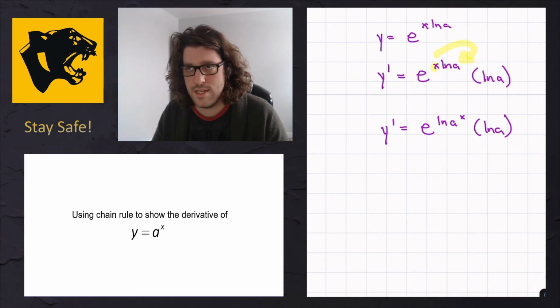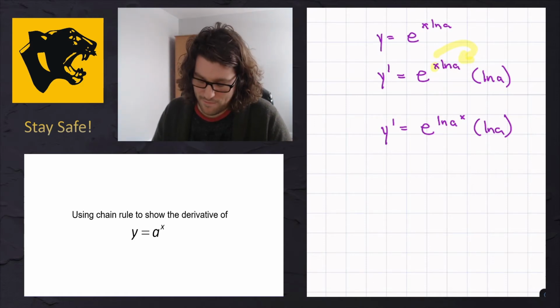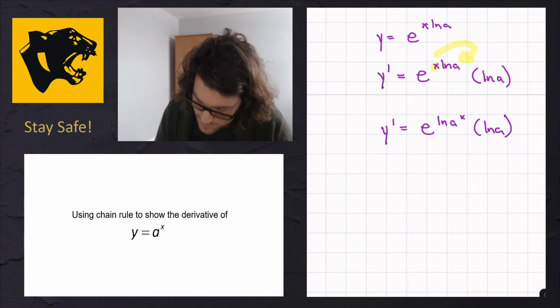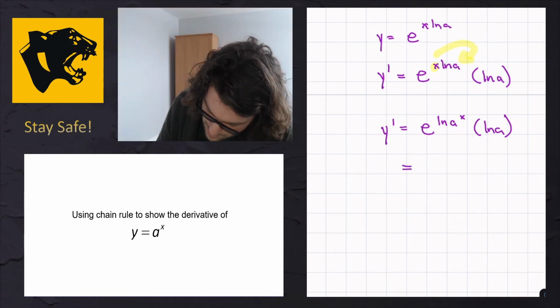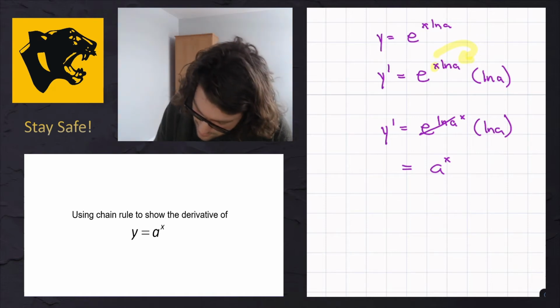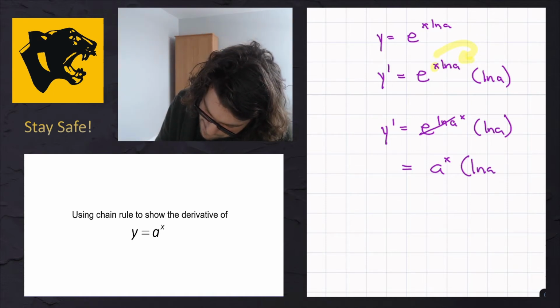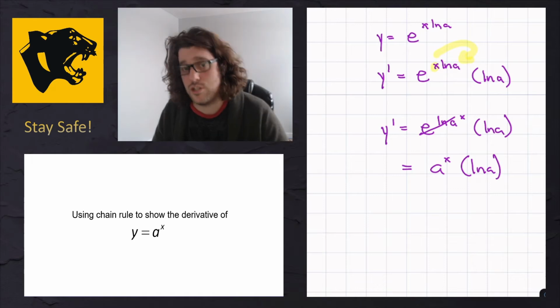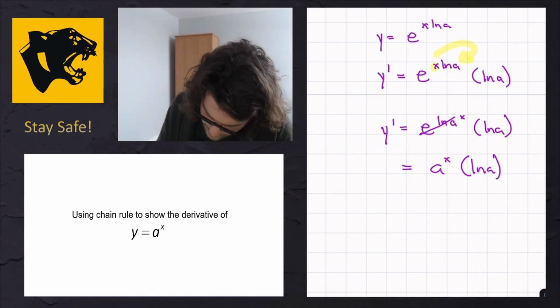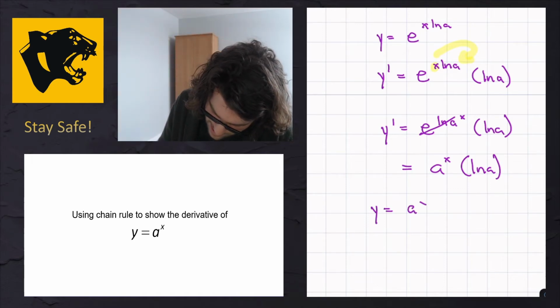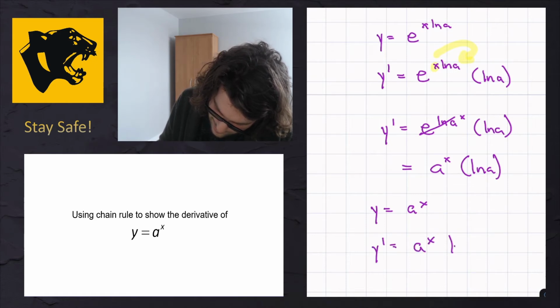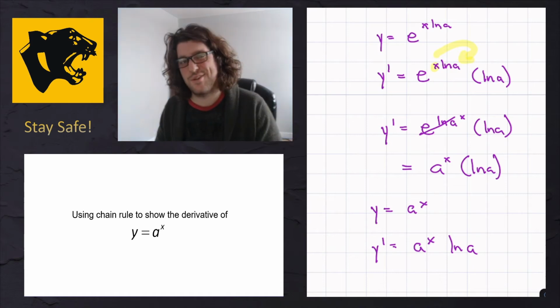And so if I take the fact that e and ln are inverse functions, then that part cancels and leaves us with just the argument inside, which is a to the x, and then I have ln a. And so this actually is the derivative. If y is equal to a to the x, the result is a to the x ln a. So it kicks out an extra constant.